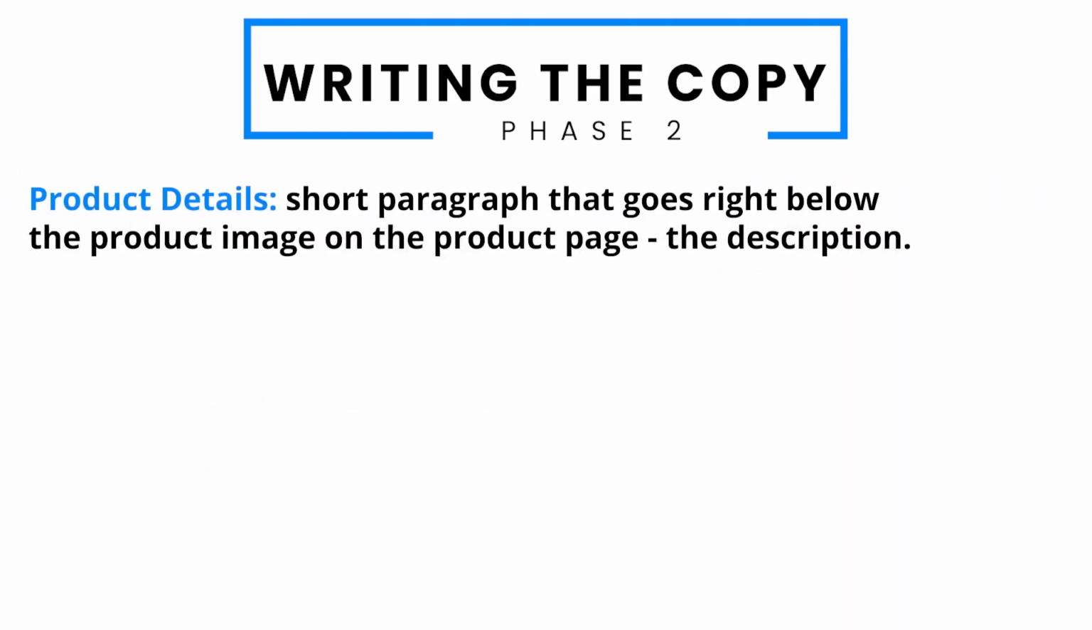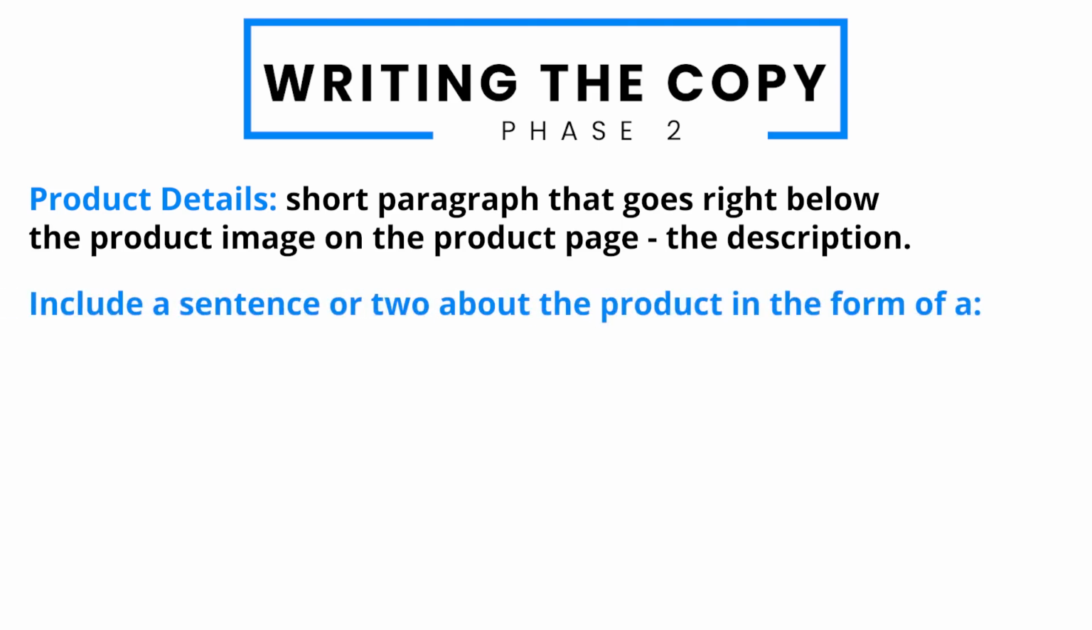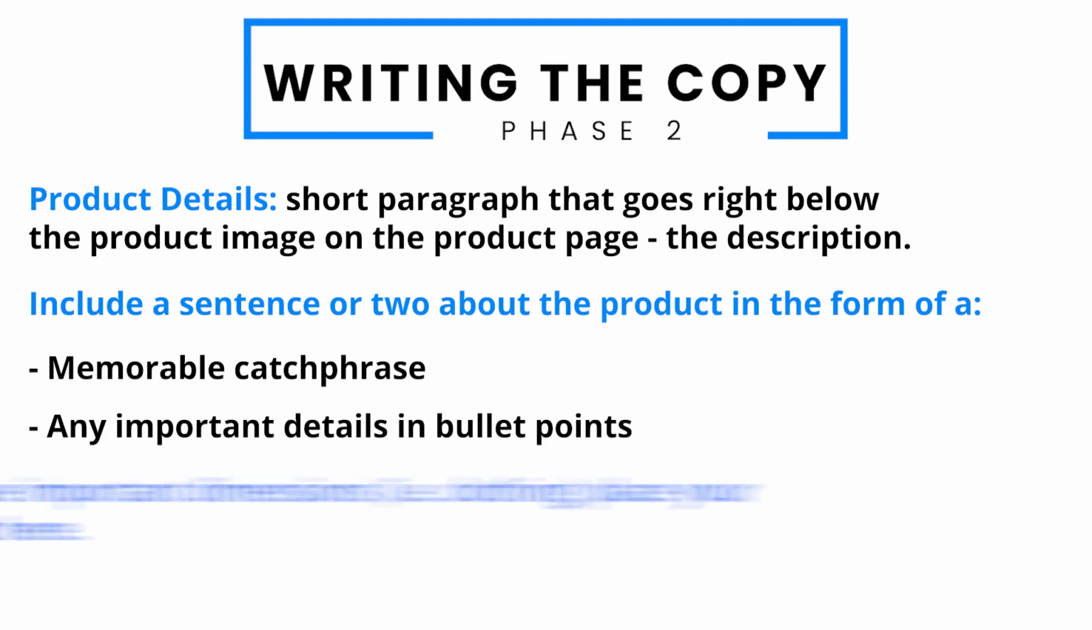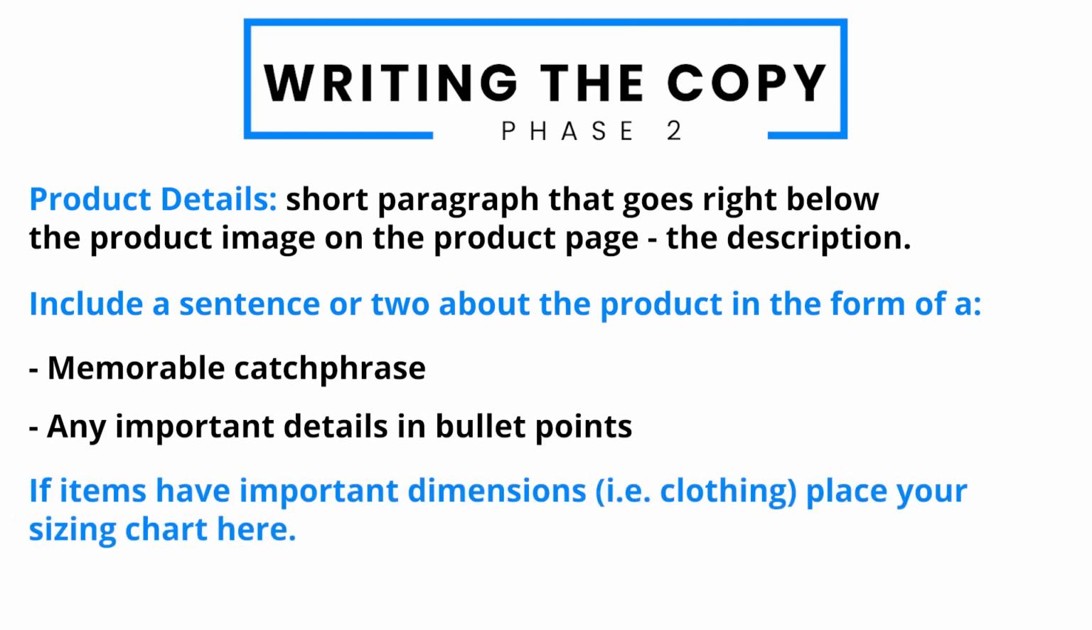The product detail section is a short paragraph that goes right below the product image on the product page. It's essentially the product description in Shopify. Typically, what we'd like to include here is a sentence or two about the product in the form of a memorable catchphrase, coupled with any important product details in bullet point format. Additionally, if you're trying to sell something where the dimensions are important, like a piece of clothing, placing your sizing chart here is a good option as well.